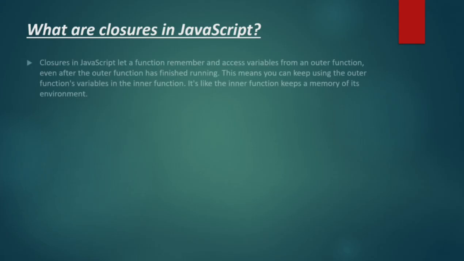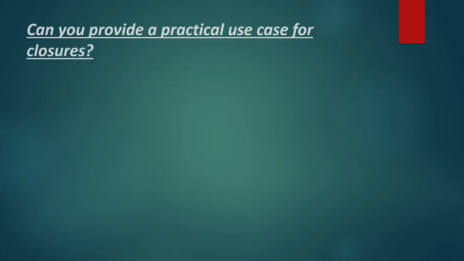What are closures in JavaScript? Closures in JavaScript let a function remember and access variables from an outer function even after the outer function has finished running. This means that we can keep using the outer function's variables in the inner function as well. So it's like the inner function keeps a memory of its environment. Now let's move to the next question.